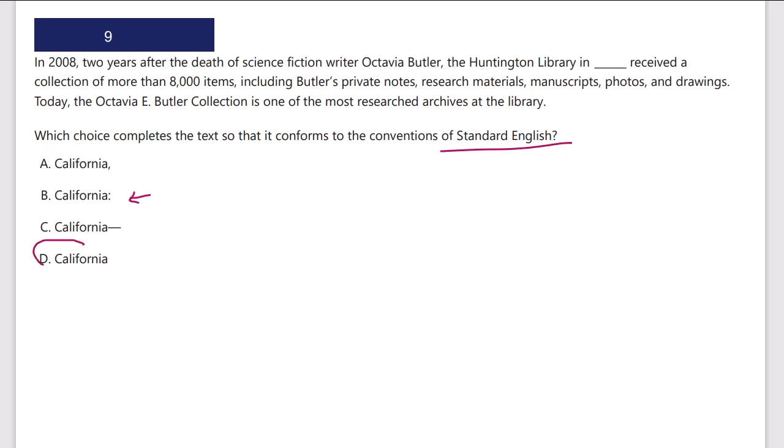Well, I don't think we need any punctuation right there. The Hunting Library in California, the preposition "in California," we don't need a comma. And the Hunting Library received, with the preposition in between, there's no need for a comma there. So the preposition's not separated parenthetically. We don't put a comma between the subject noun and the verb. No reason for a comma, definitely not a colon, and not a long dash. D is the correct answer.